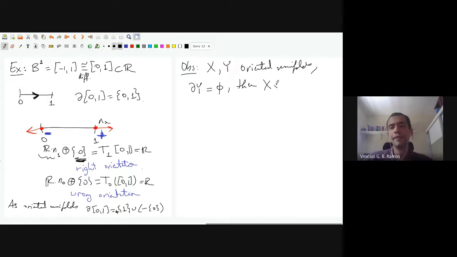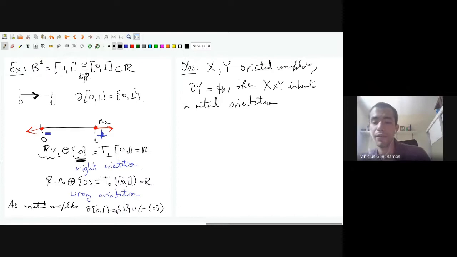then X times Y inherits a natural orientation. Remember that this condition of one of them not having boundary is just to say that the product is a manifold with boundary, because if both of them had boundary, then the product of the boundaries wouldn't be a smooth part of the boundary. Usually, it's something that we call a corner. But anyway, I don't want to talk about corners right now. So we have to assume that either X or Y has boundary 0, and then the product is a manifold with boundary, and it inherits a natural orientation.